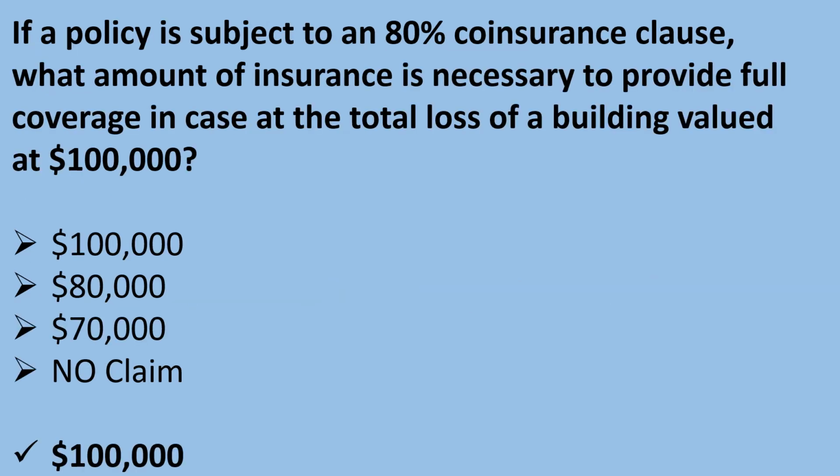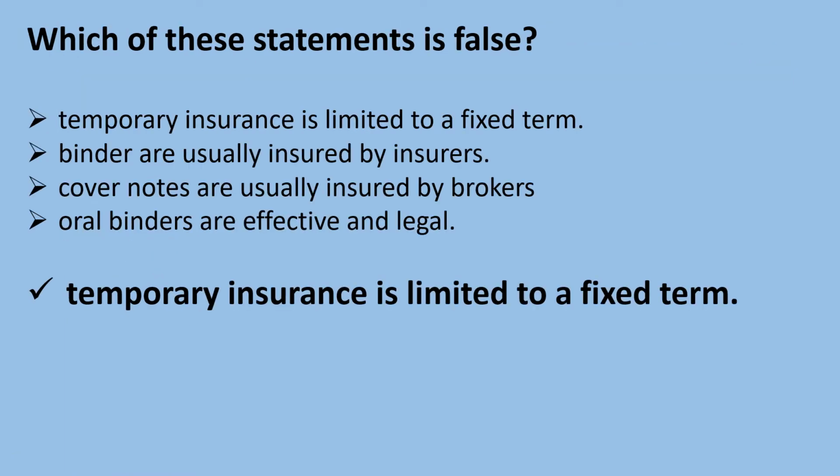If a policy is subject to an 80% coinsurance clause, what amount of insurance is necessary to provide full coverage in case of a total loss of a building valued at $100,000? The claim would be the full claim, meaning the total amount. Which of these statements are false? Temporary insurance is limited to a fixed term.